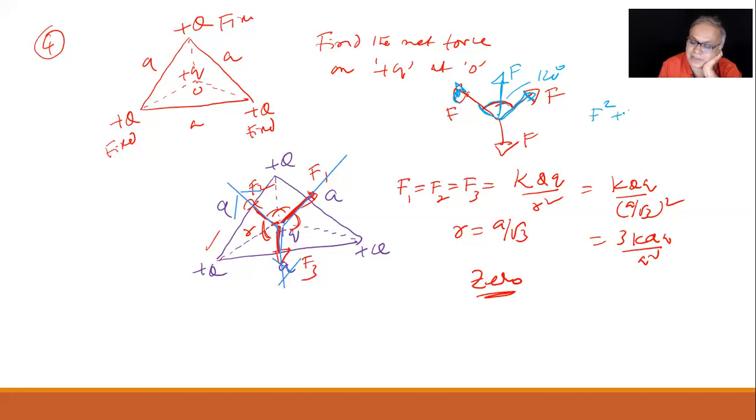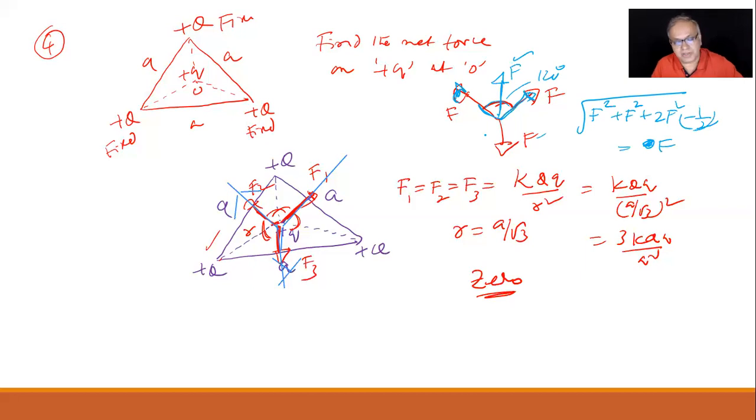F square plus F square plus 2F square cos 120. That will be 0. Sorry, that will be F. So this F and this F are opposite, so the net force is 0. That's all that is required to do. Not just broadly you will say it is 0.